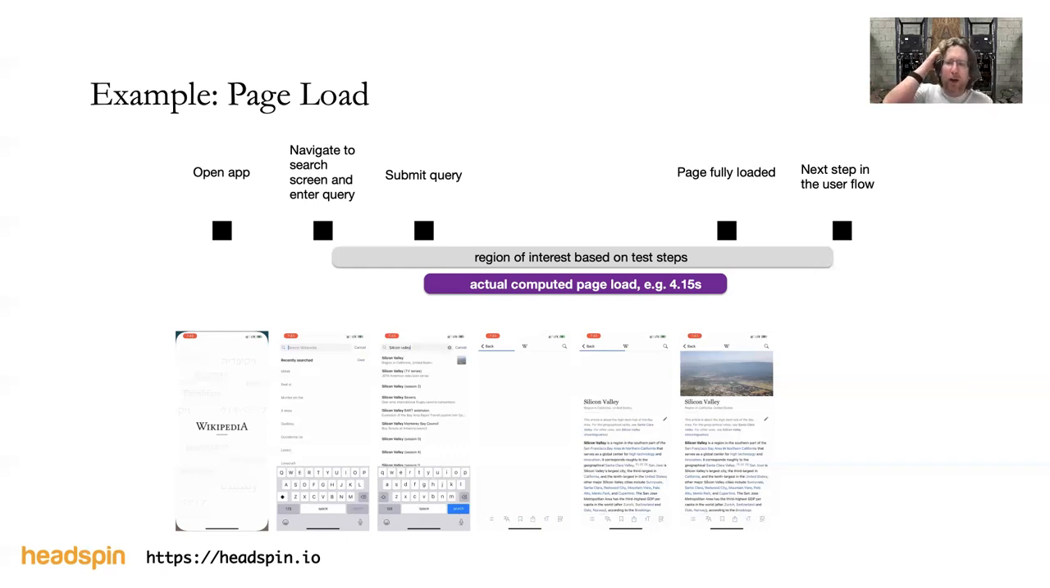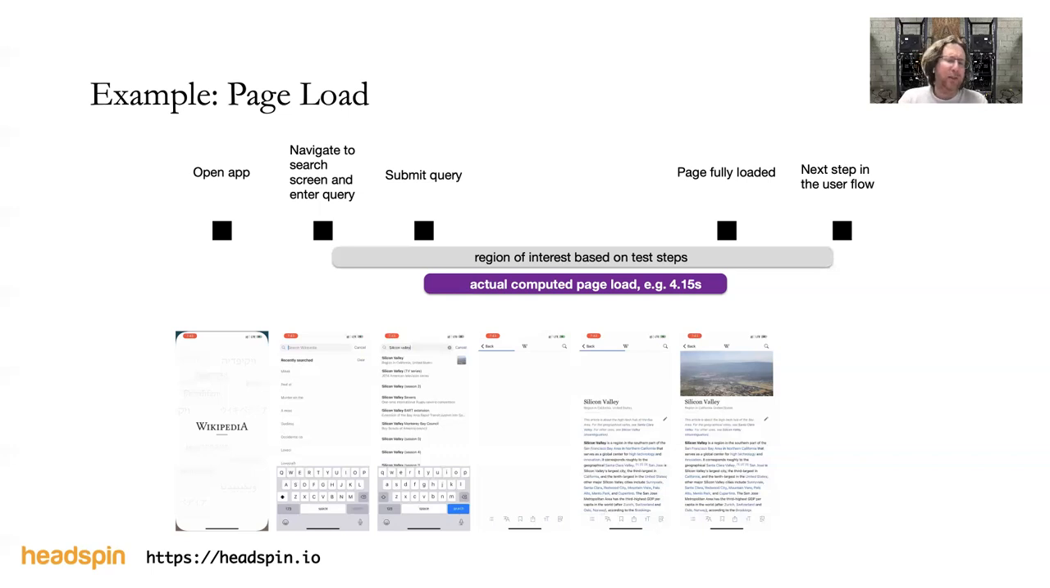If you go one level below, there's a certain region of interest given your automated events. So after you open up the search query, from that point on you're interested in measuring the search result time. And once you get to the next step, so you navigate away from the page, at that point the page should have been fully loaded.